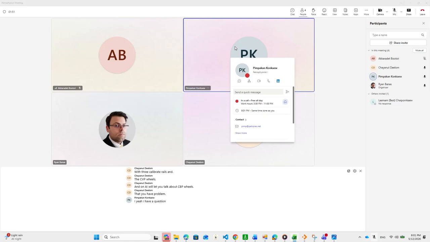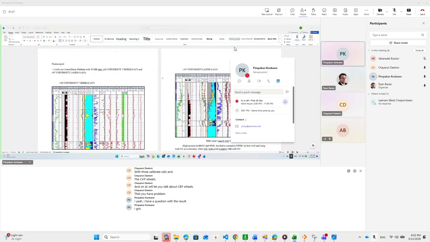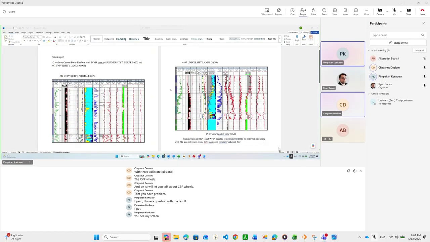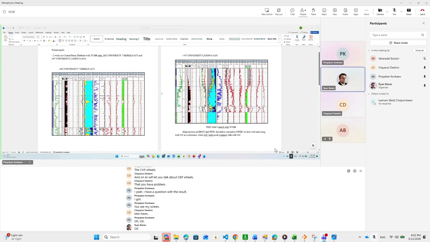Question with the result I got. You see my screen? Okay. This is the two wells that are located on the Central Basin Platform, and I got the result here.